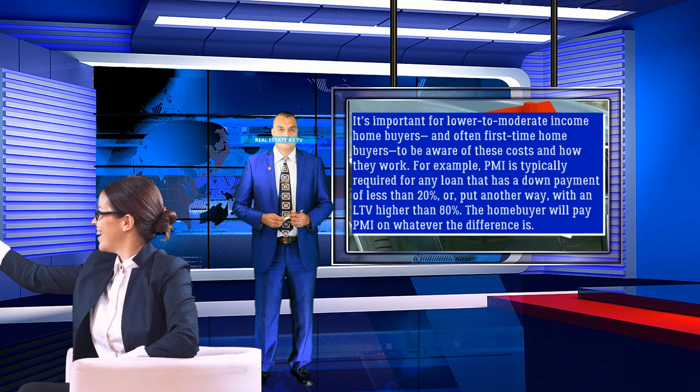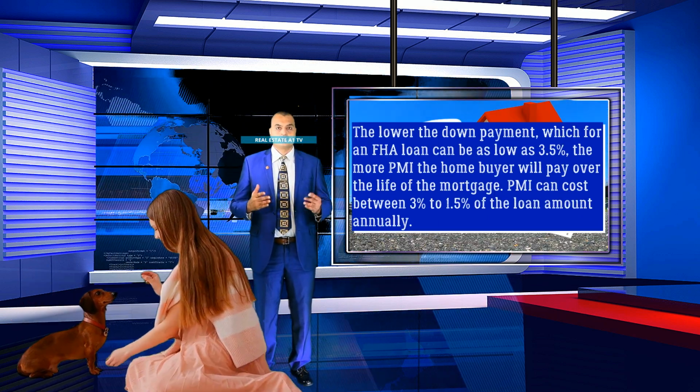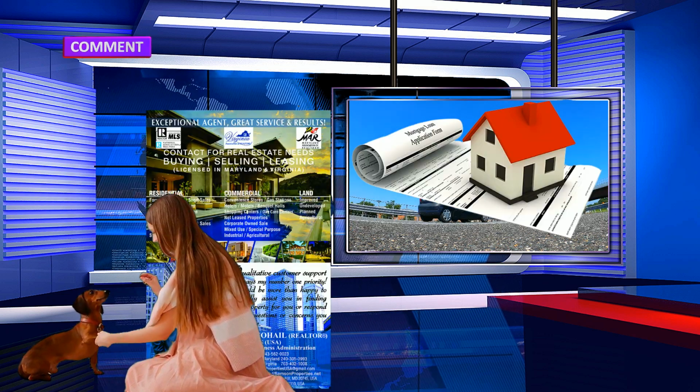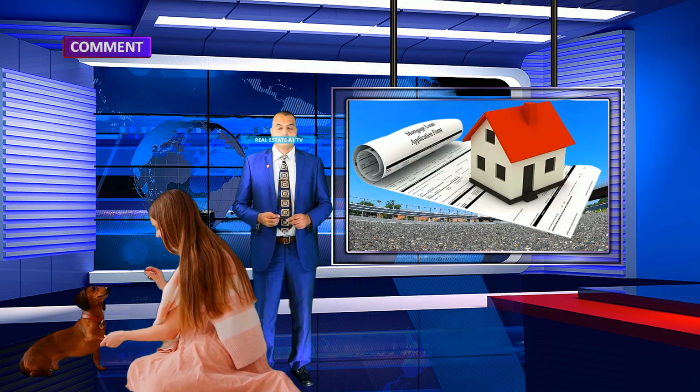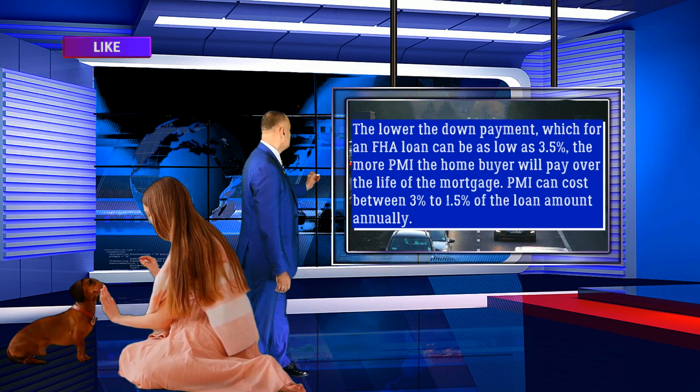The homebuyer will pay PMI on whatever the difference is. The lower the down payment, which for an FHA loan can be as low as 3.5%, the more PMI the homebuyer will pay over the life of the mortgage. PMI can cost between 0.3% to 1.5% of the loan amount annually.